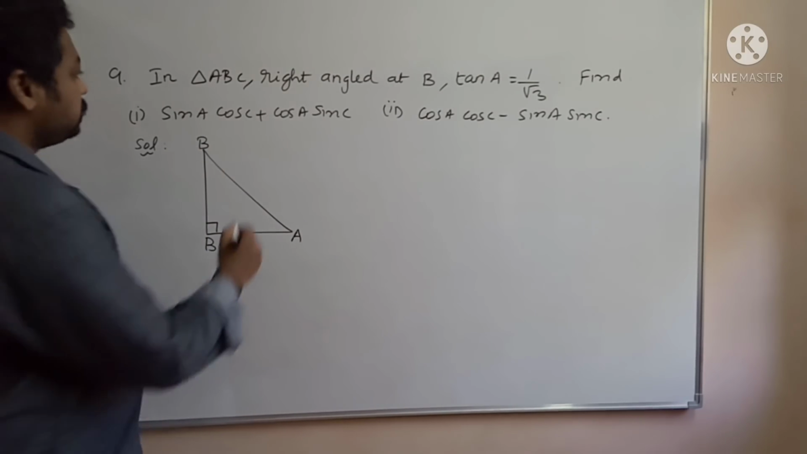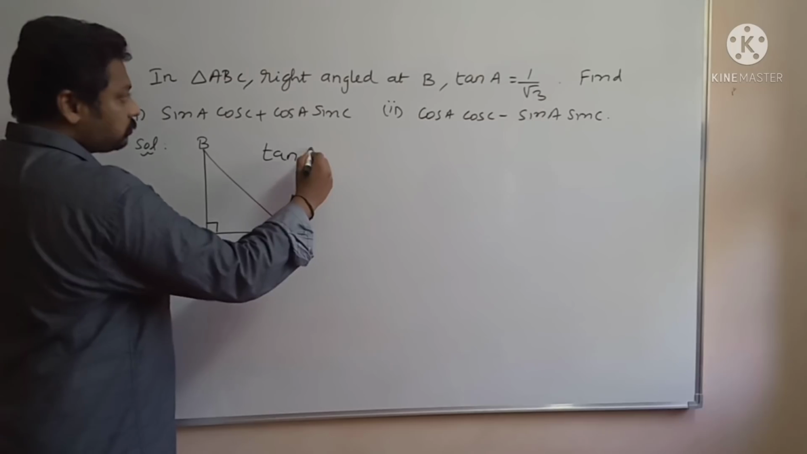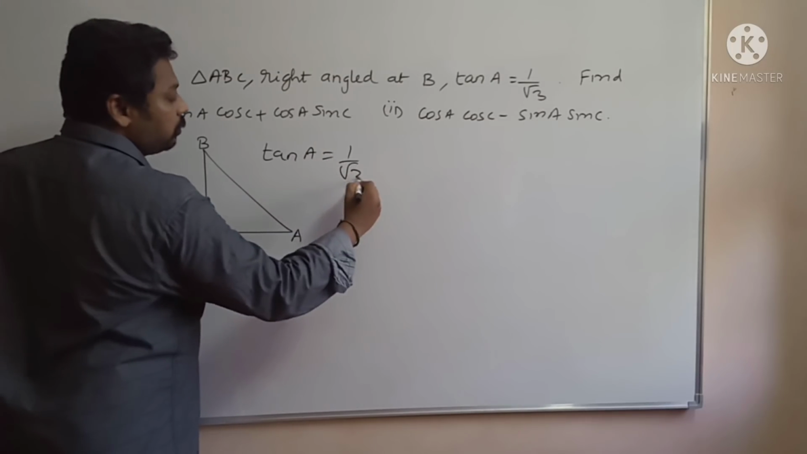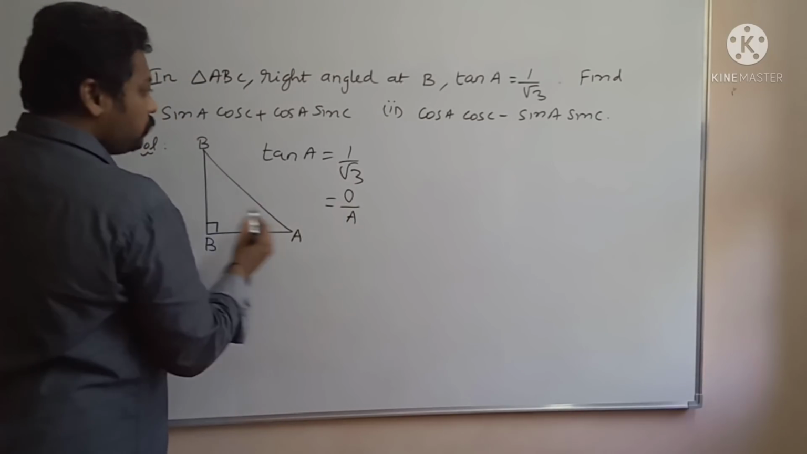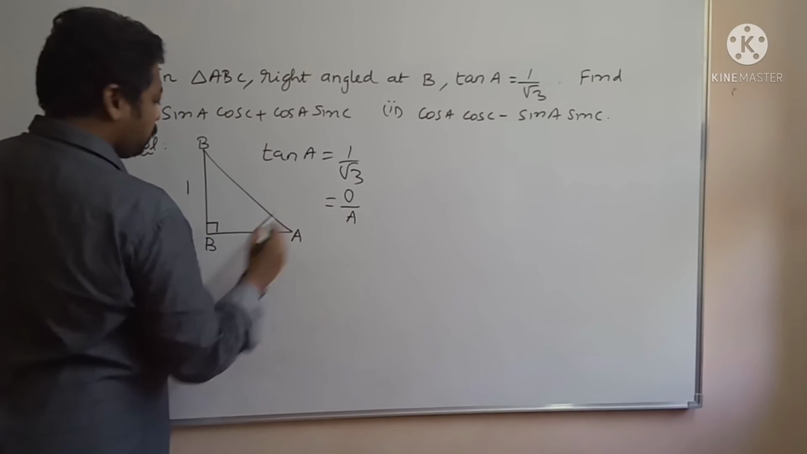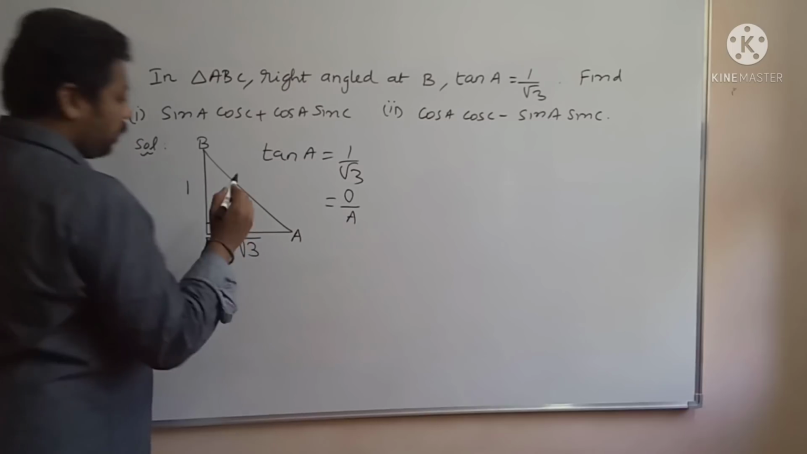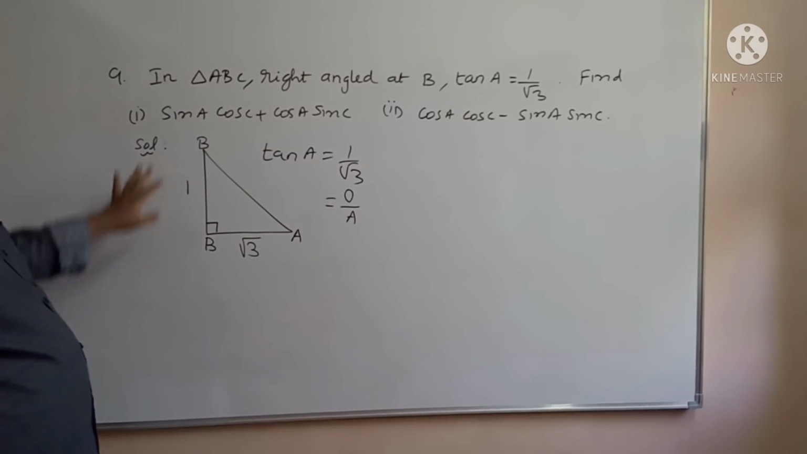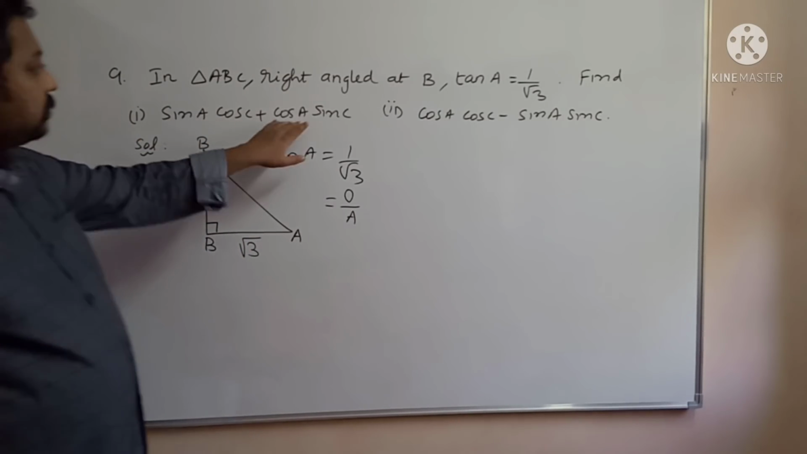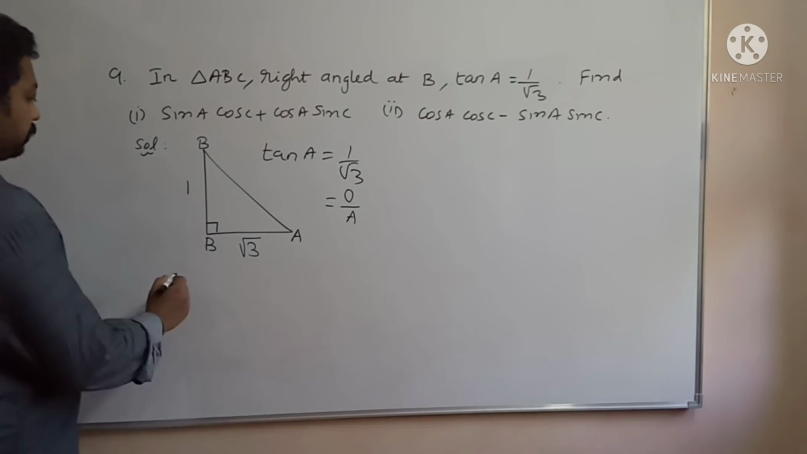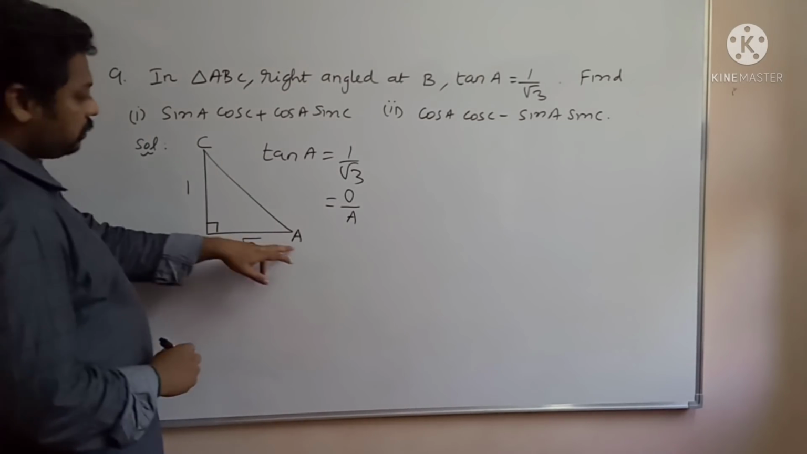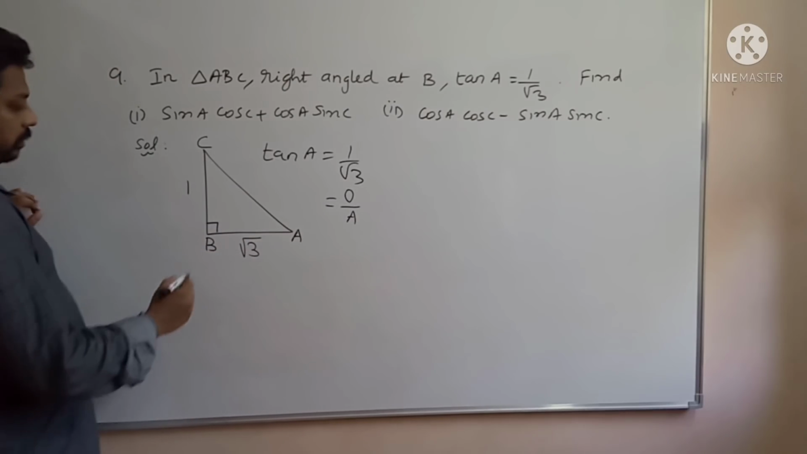So tan A is given as 1 by root 3. What is tan A? Opposite side by adjacent side. So 1 is the opposite side and root 3 is the adjacent side. Now we have to find sin A cos C plus cos A sin C. Before that, we find the hypotenuse AC.